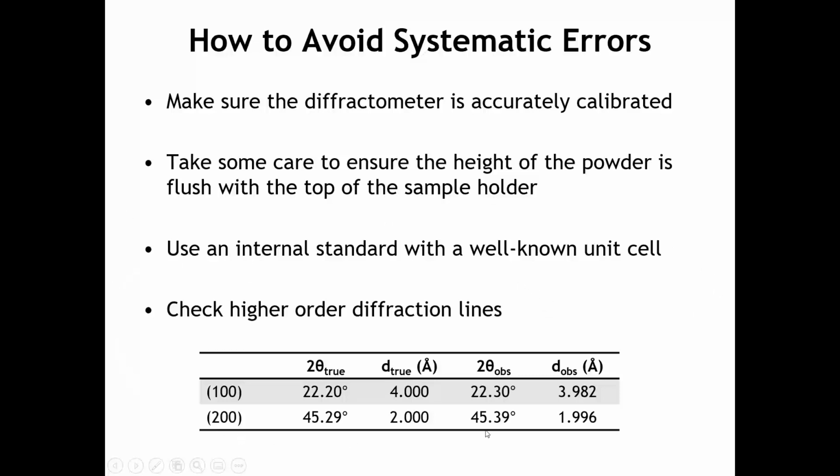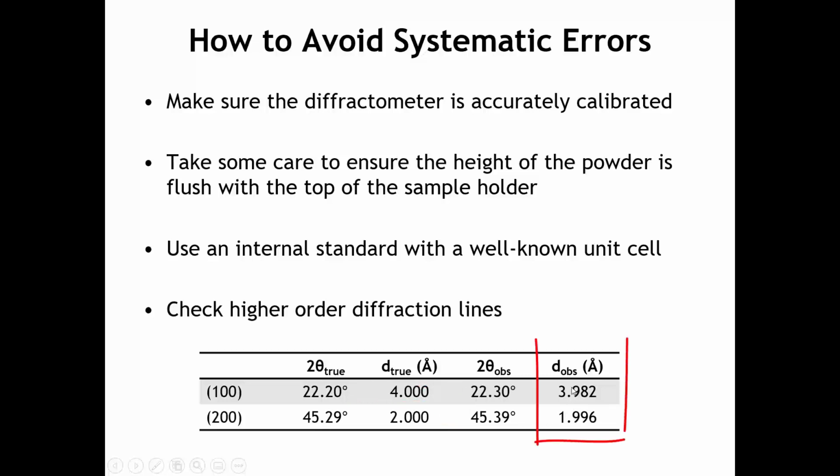Something that's maybe a little less involved but maybe still useful is checking higher order diffraction lines. So let me give you an example of what I mean. Let's say we had a cubic crystal with a lattice constant that's exactly 4 angstroms. So the 100 peak would have a d-spacing of 4, and the 200 peak would have a d-spacing of 2. And they would come at these 2 theta angles. Now, if we were to introduce a 2 theta error of 0.1 degrees, this would go from 22.2 to 22.3. This would go from 45.29 to 45.39.